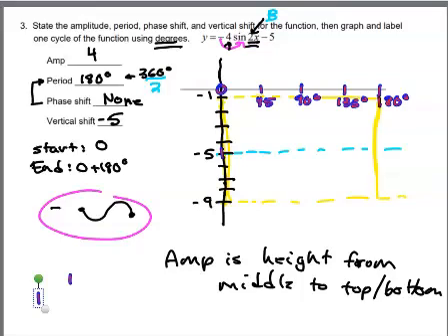So no matter if it's positive or negative, it's going to start in the middle, end in the middle. The middle is the middle. But it's going to go down first and then up. So it's a hole and then a hill. And that is one cycle of sine that has an amplitude of 4, vertical shift of -5, and a period of 180 degrees because we had to do that 360 divided by 2.